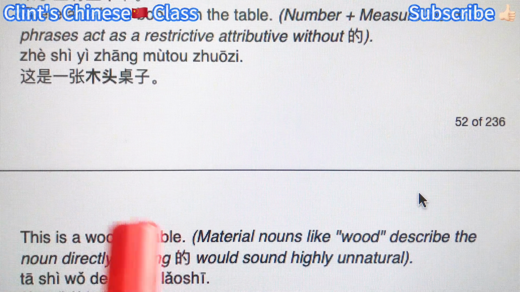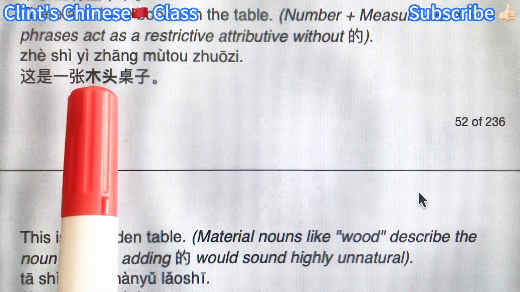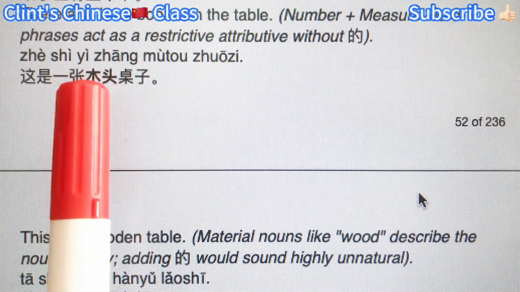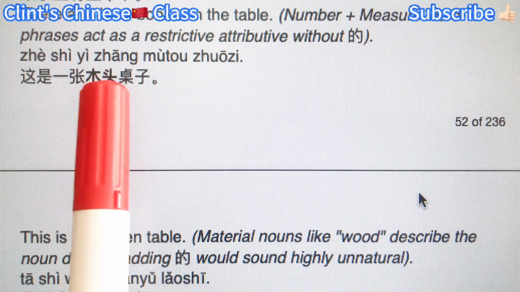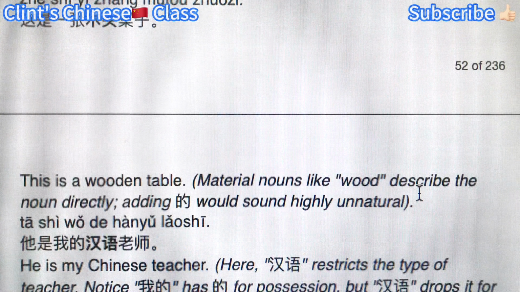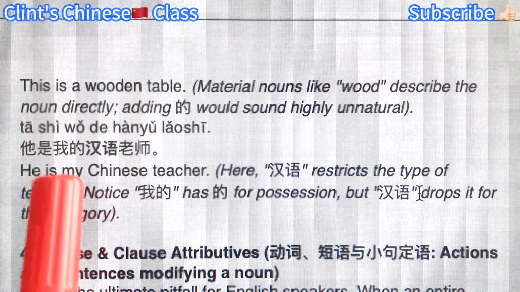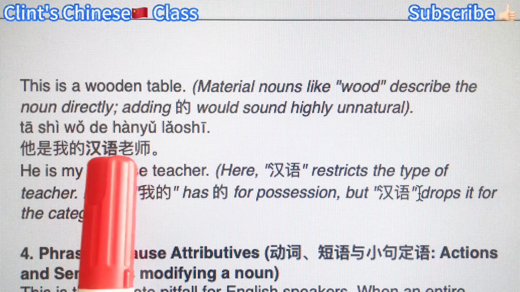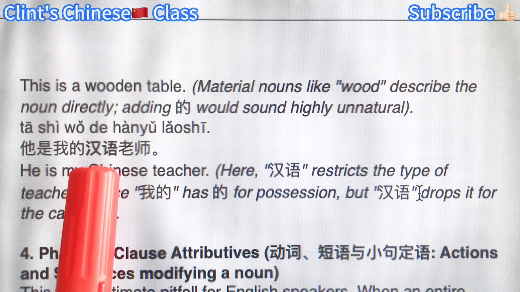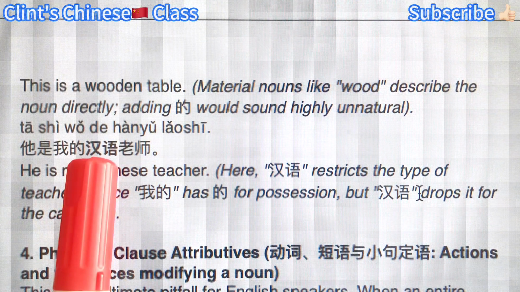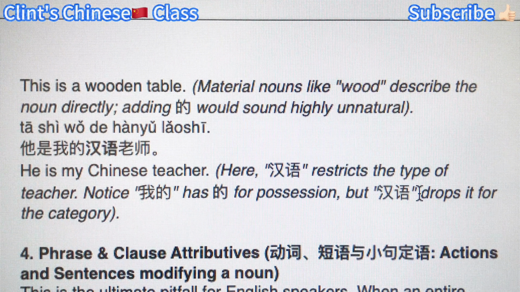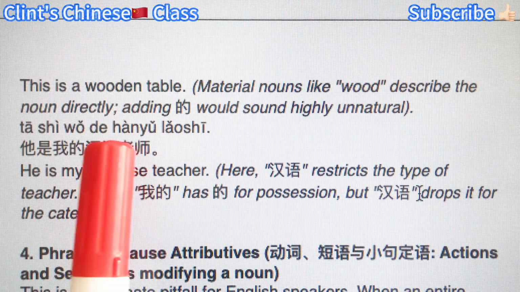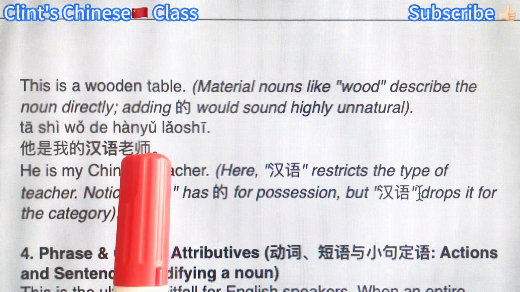Okay, this is a wooden table. 这是一张木头桌子。 Okay, so 木头 is wooden. Here we don't need to add a de because we talk about material, right? 木头桌子。 Next one. He is my Chinese teacher. 他是我的汉语老师。 So here 汉语 shows the type of teacher or classification of the teacher, right? So it's like the restrictive attributive. Then no need to add de, right? 汉语 Chinese, 老师 teacher.